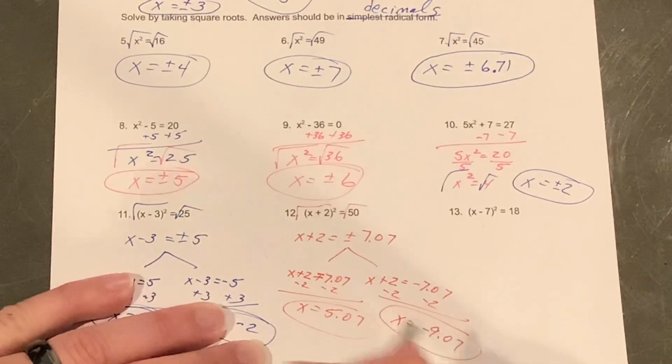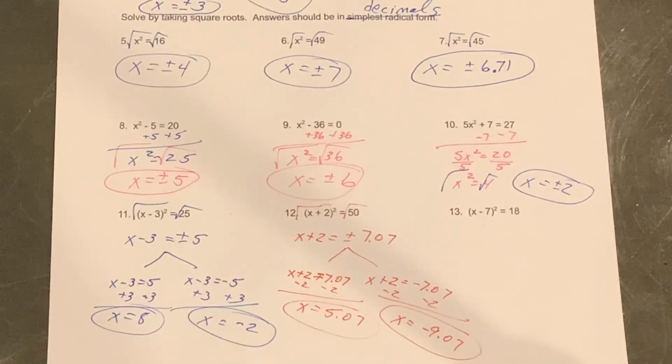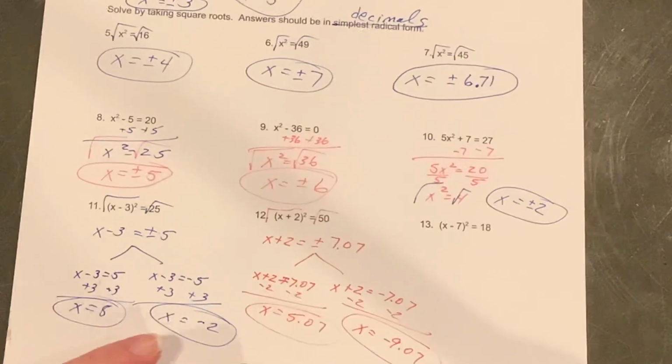Now, both examples we've done, we've gotten one positive and one negative. That does not always happen. You may get 2 positives, you may get 2 negatives, you may get 1 of each. Okay? All right, and number 13, and the last one on this part is same idea.